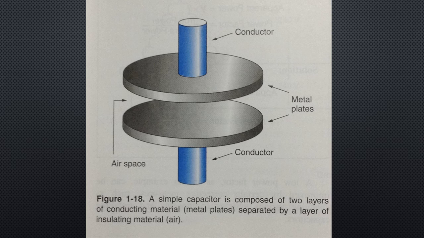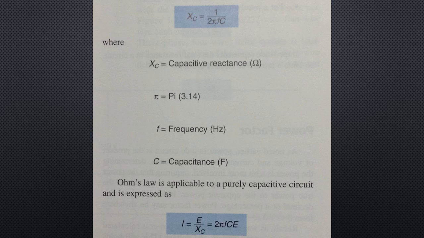Mathematically, the value of the capacitive reactance is as shown on the screen, where capacitive reactance equals 1 divided by 2 times pi times frequency times capacitance. Ohm's law is applicable to a purely capacitive circuit and is expressed as shown on the bottom of the screen, where current equals EMF divided by capacitive reactance, which equals 2 times pi times frequency times capacitance times EMF.